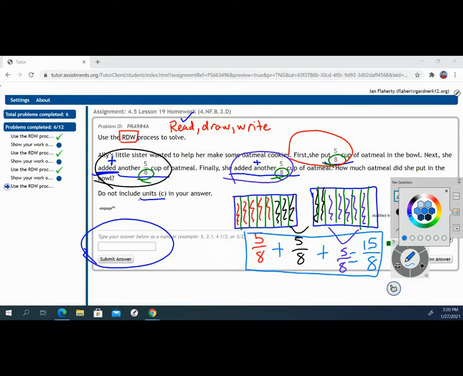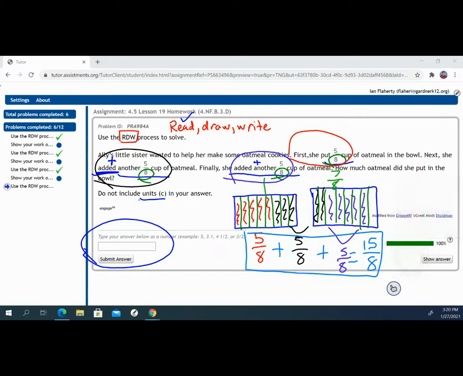Or I can also note, if I'm just counting this out, that I did 1 entire cup of oatmeal plus 7/8 of another one. So either of those answers would be fine. For most of you yesterday, as I was looking through your work, most of you were just putting 15/8 in here.